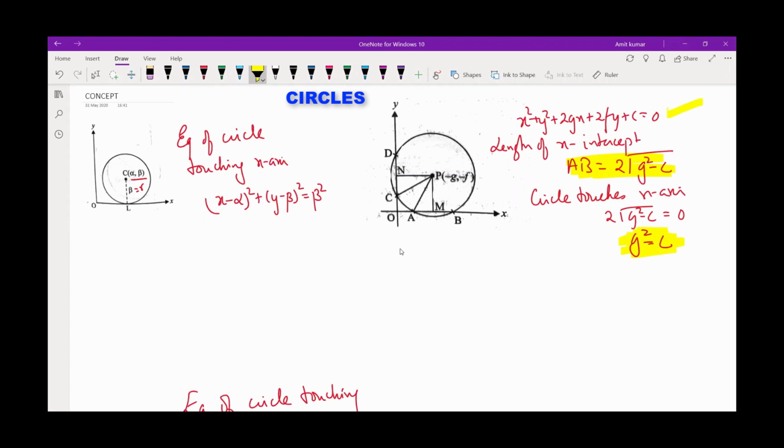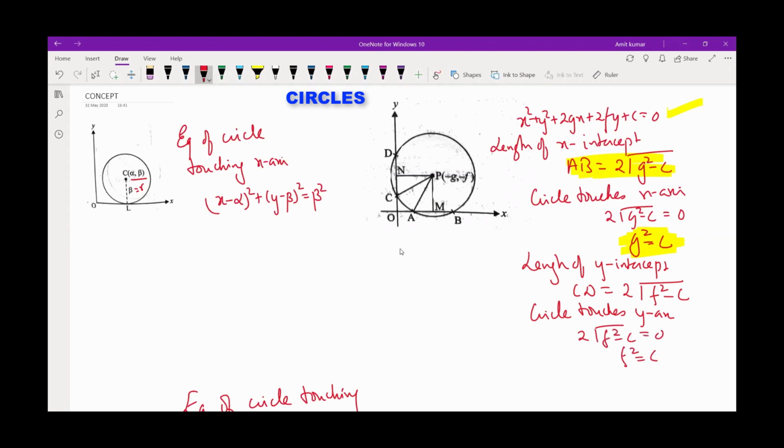And one more thing you have learned from here, that the length of the x-intercept is equal to 2 root of g square minus c. Similarly, if you have to find the length of the y-intercept, and in the diagram the y-intercept is CD, just replace g by f and you get the length of the y-intercept, that is 2 root of f square minus c. But if the circle touches the y-axis, then this y-intercept becomes 0. So when I equate this y-intercept equal to 0, I get f square is equal to c, the condition when the circle touches the y-axis.